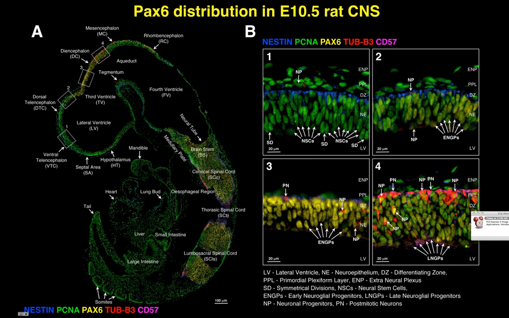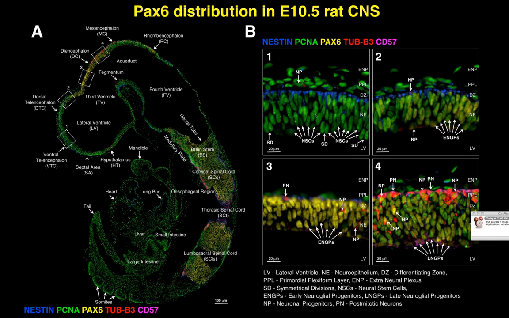Like in this case, we have a sagittal section of an E10.5 embryo. We're looking at the PAX6 expression within that embryo. And immediately you can see that in region 1, which is a blown-up insert here, green is all proliferating cells, and nestin is blue, but there's no yellow, red, or magenta staining, which means that these cells are proliferating more or less by symmetrical divisions and no differentiation at this point.